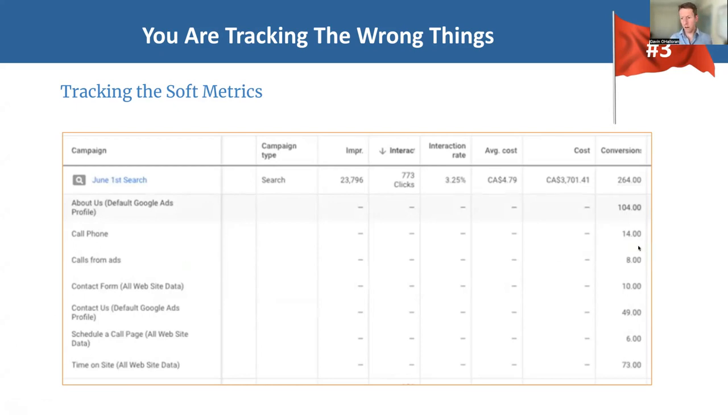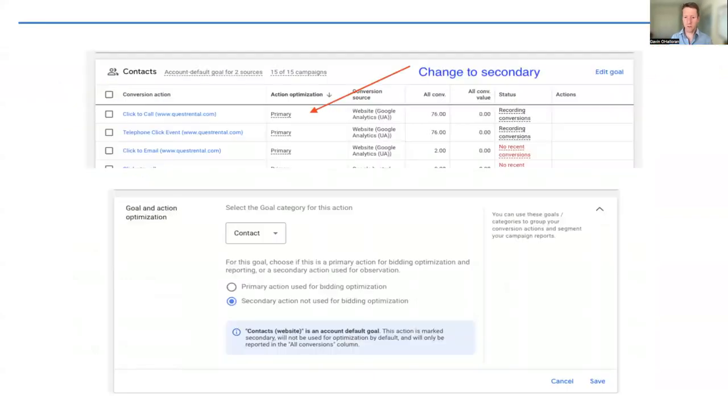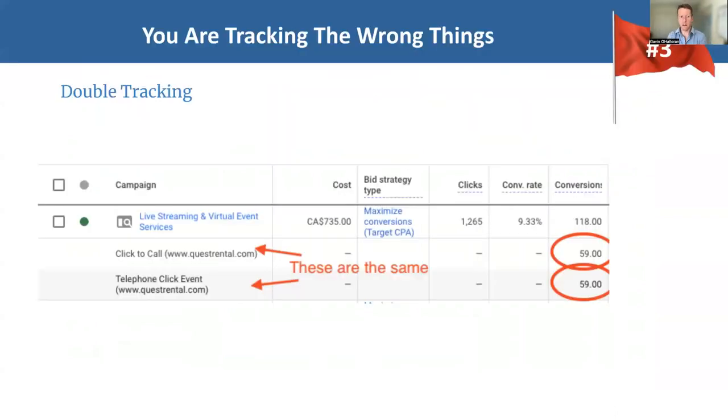The main point of this is that if you add in conversions that are not real conversions, the system is going to be optimizing for those conversions. So what you want to do is tell the system which ones are primary and which ones are secondary. You need to go into settings and say, okay, a call is good, a web form is good, and change the others from primary to secondary. There's just a little button here, so make sure that you do that in your settings.